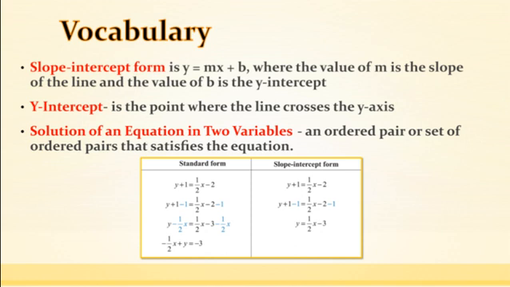The y-intercept, remember, is the point where the line crosses the y-axis. So when x is 0, what is y? And then the solution of an equation in two variables is just an ordered pair or a set of ordered pairs that satisfies the equation. So you can see we have standard form right here, where your x and y are on one side equals c, and over here is slope-intercept form, y equals mx plus b.